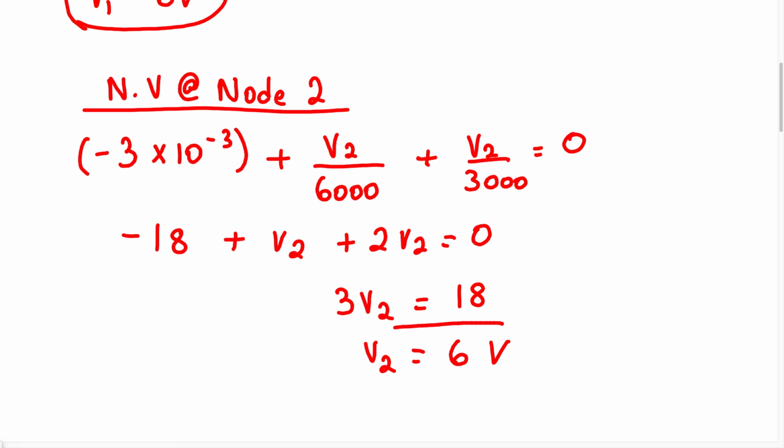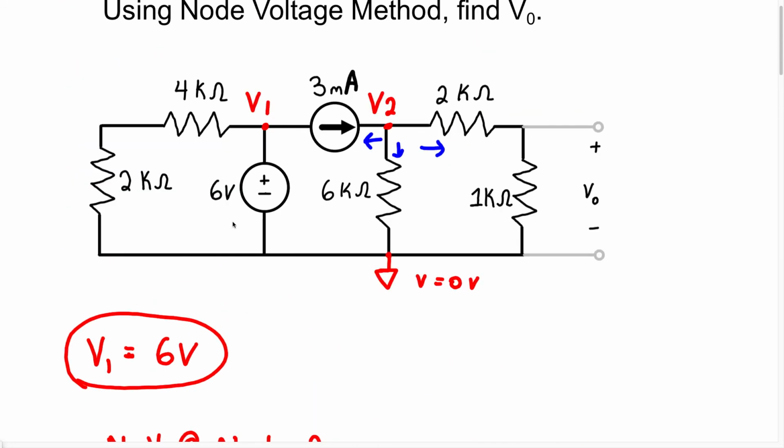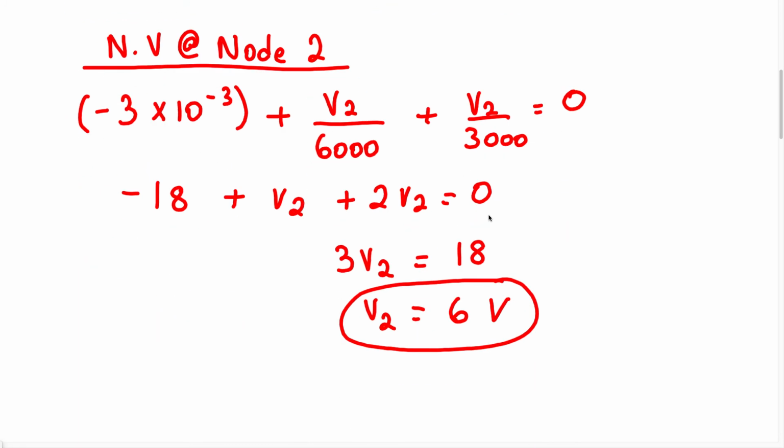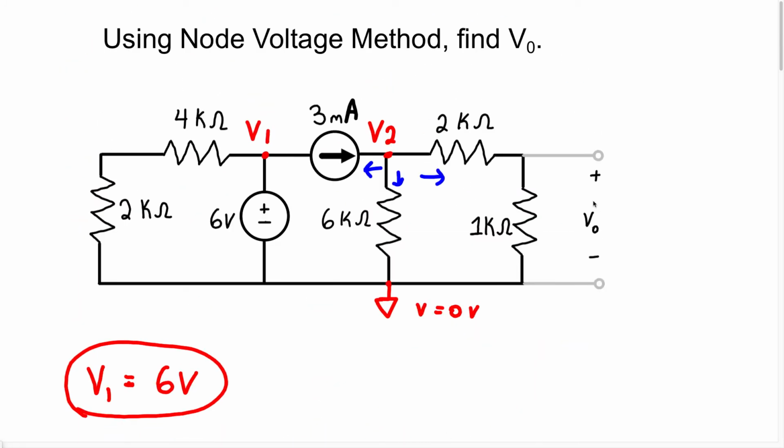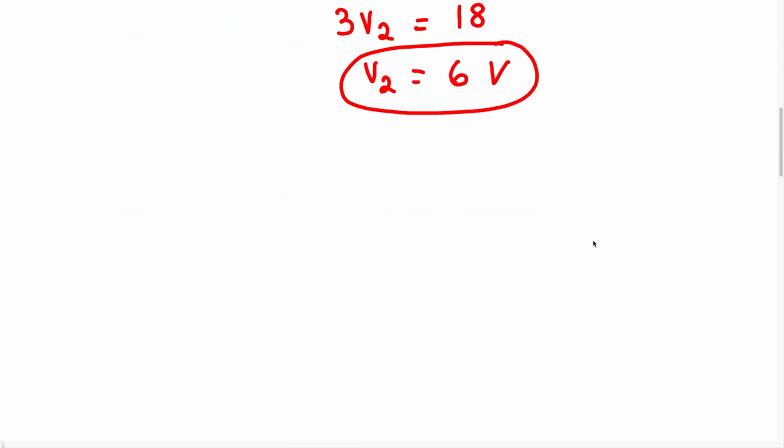So this is going to be the voltage at node 2. So we know both voltages. We know the voltage at node 1 and we know the voltage at node 2. Now to find the voltage at this particular resistor, we can do a KVL loop or we can just do voltage division. For the sake of time, I'm actually just going to do voltage division, right? I think that's going to be quicker. So we want to find V0.